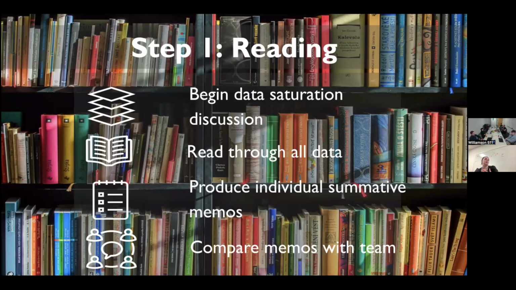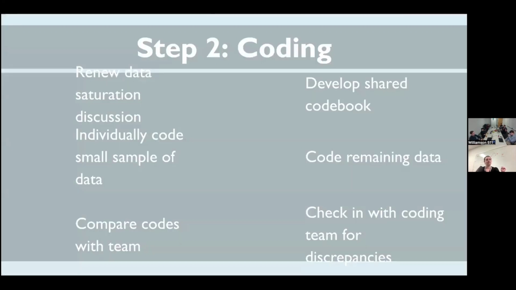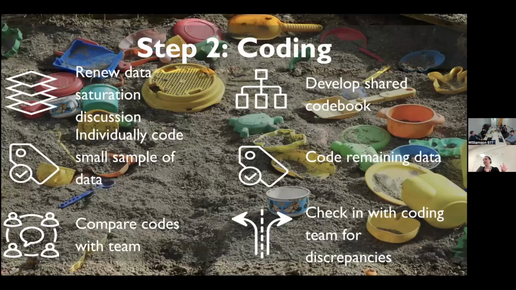Each of the people on the analysis team produce individual summative memos. They don't have to be long. Thoughts and reflections on the corpus of data. And then they compare memos with the team. Are people having totally different ideas? Are they sort of jiving with each other? Are they not? And you just sort of observe, right? You don't take any action there.